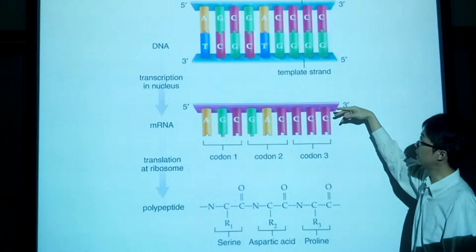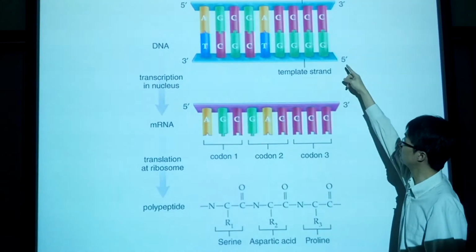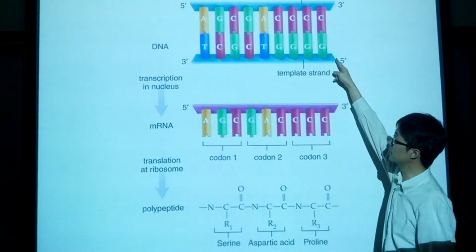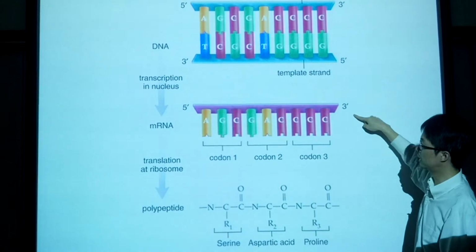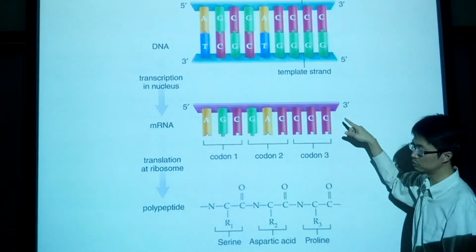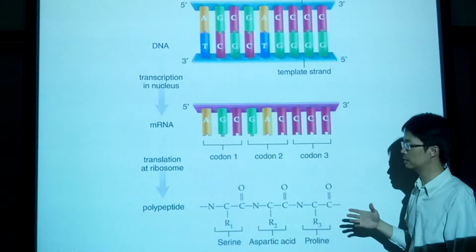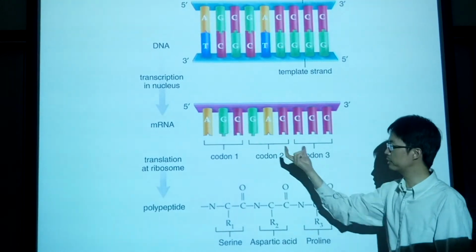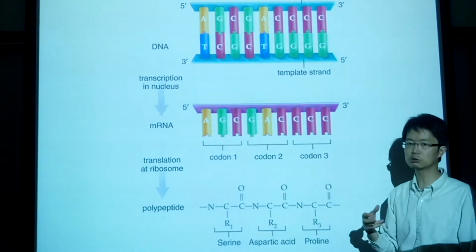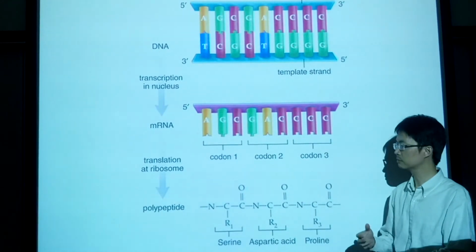But if you get an A in the DNA, you get a U in the messenger RNA. So U is a uracil. We'll talk about that in the next few slides. And then every 3 bases, we call it a codon. What does it mean, a codon?